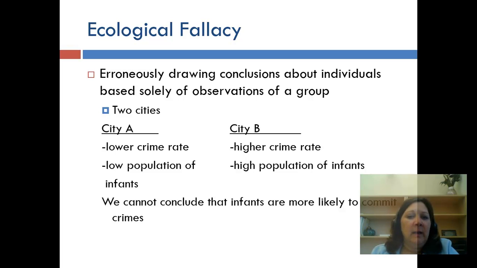Do you understand that? So just because City A has lower crime and lower infants, and City B has higher crime and higher infants, we can't make an individual conclusion about a group. Okay? So we can't say infants are more likely to commit crimes based on this group observation. So when you're figuring out what your research question is, you need to look at it and say, what unit of analysis are we looking at? Because that determines what we can draw conclusions about.